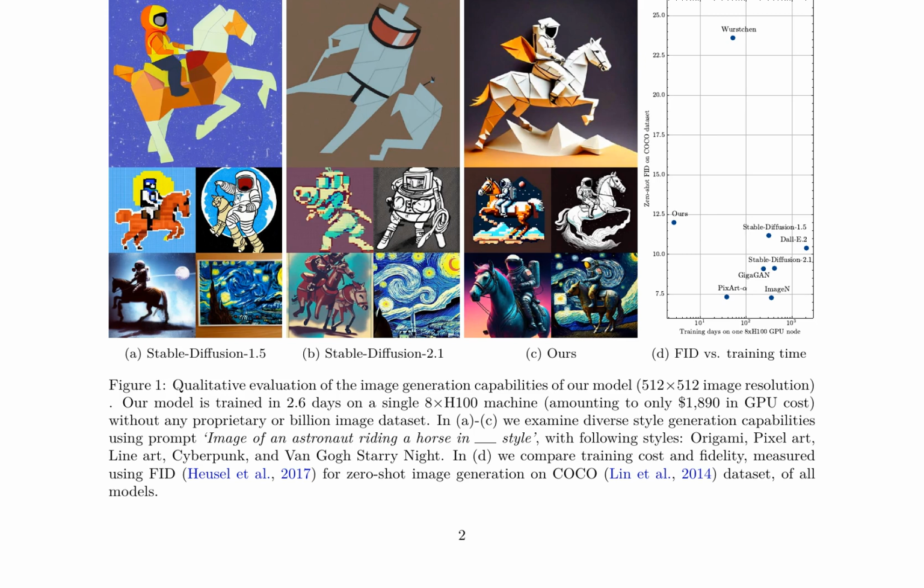The authors aim to release their end-to-end training pipeline to further democratize the training of large-scale diffusion models on microbudgets. Qualitative evaluation: The authors provide a qualitative evaluation of the image generation capabilities of their model at 512 x 512 image resolution. They examine diverse style generation capabilities using the prompt of an astronaut riding a horse in style, with the following styles: origami, pixel art, line art, cyberpunk, and Van Gogh Starry Night. They also compared training cost and fidelity, measured using FID for zero-shot image generation on the COCO dataset, of all models.